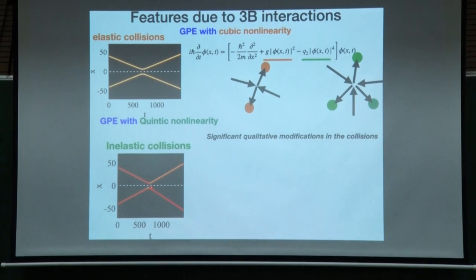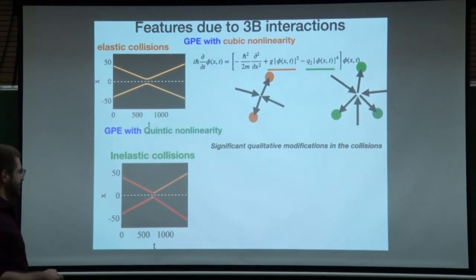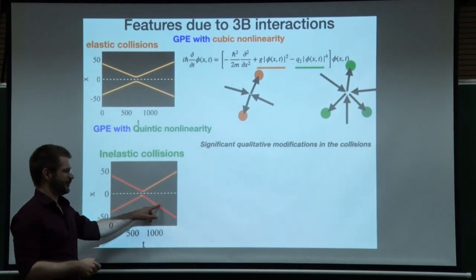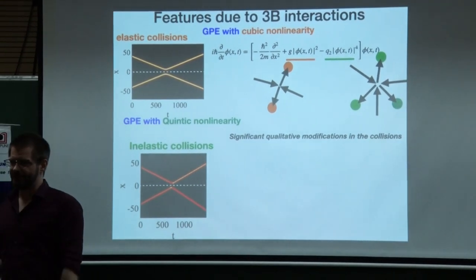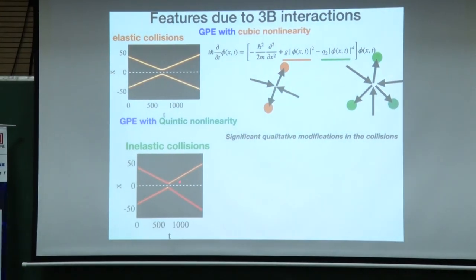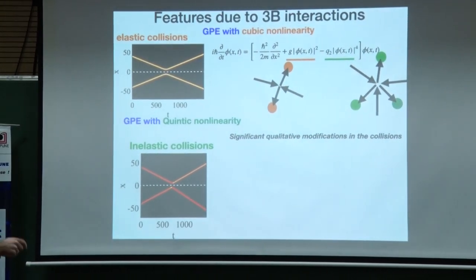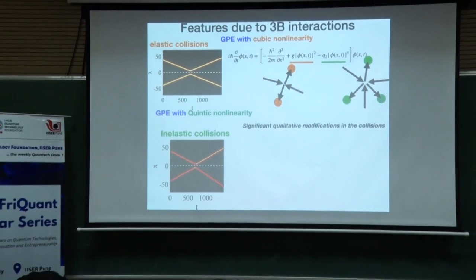Firstly, here you see one that almost looks like this. But if you look in detail, this is much brighter, and this is much darker red. That means this one has gained atoms. So atoms have now transferred from one soliton to the other. And this one, consequently, is slower, and this one is faster. I'll talk much more about that later.